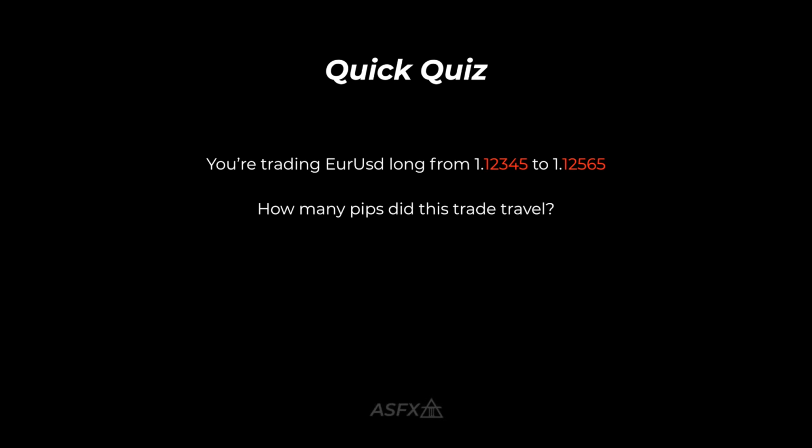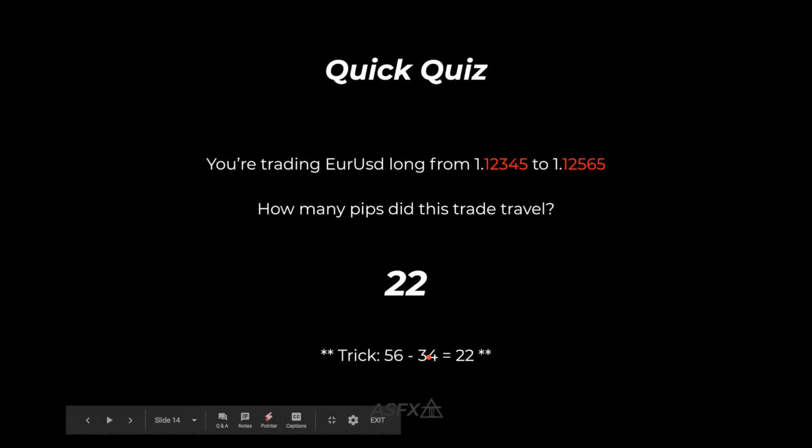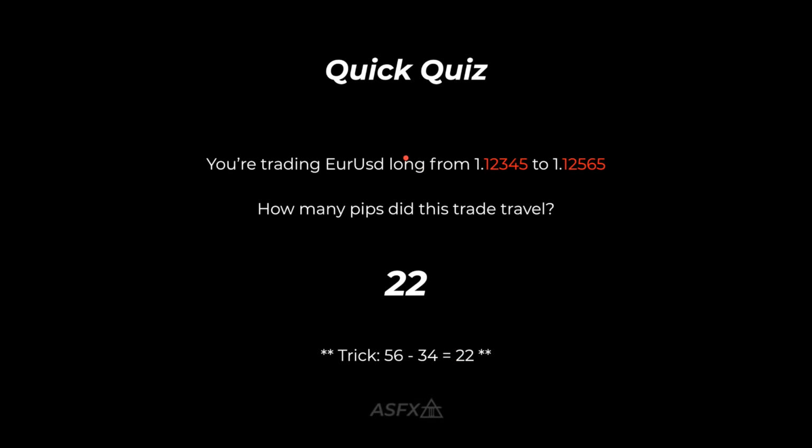If you're trading Euro USD long from 1.12345 to 1.12565, how many pips did this trade travel? 3, 2, 1. The answer is 22. How do you do that very quickly? 56 minus 34 is going to give you 22. But because we said we were moving long, we were moving higher, the increase of 34 to 56 keeps this a positive number.